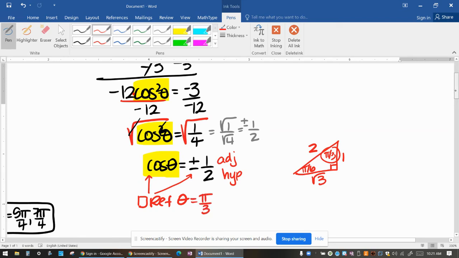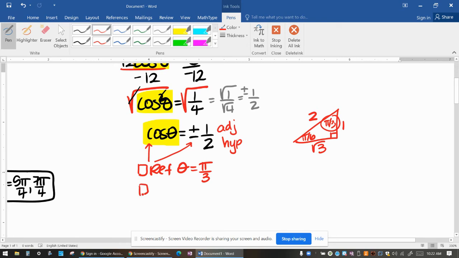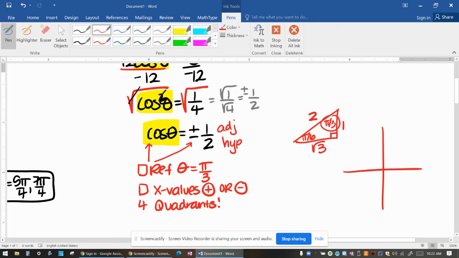My goodness. And the fact that they told us that I want cosine to be positive or negative, that means that the x values can be positive or negative. That can happen in all 4 quadrants. So we're looking at all the angles with a reference angle of pi over 3 in all 4 quadrants. So as I draw that out, actually, because it's odd, I want to cut the top half and the bottom half into 3 equal pieces.